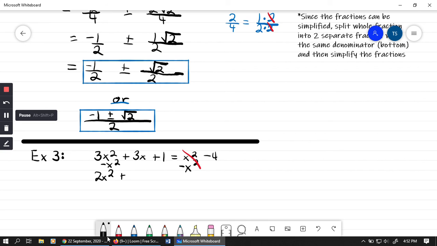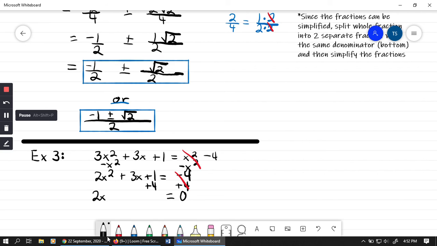Okay, and you still got the plus 3x plus 1, and it's equal to -4. And then here we should add 4 to both sides, that way we're going to get all of the terms on the same side of the equal sign, and we're going to get 0 on the other side. So these cancel out, and that leaves us with 0 on the right side of the equation.